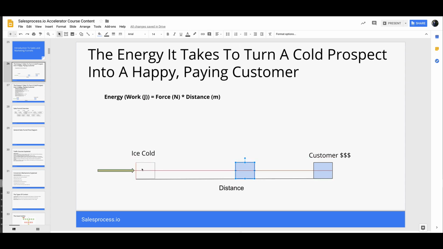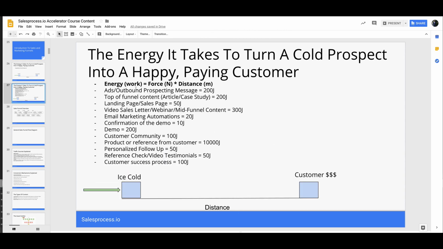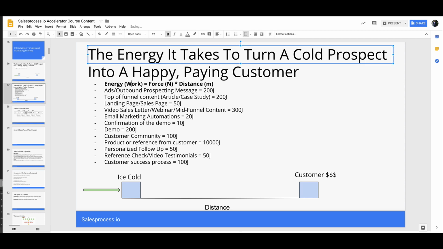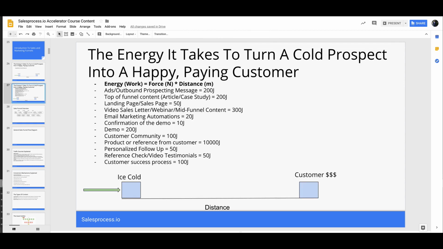So let's pretend that this object is an ice cold prospect and we're turning them into a happy paying customer, okay? So let's get into it. Remember, energy, the work, is the force times the distance. Now, there are tons of different ways to apply energy into this system. Let's just start from the very top.